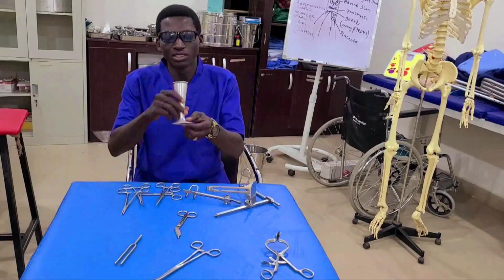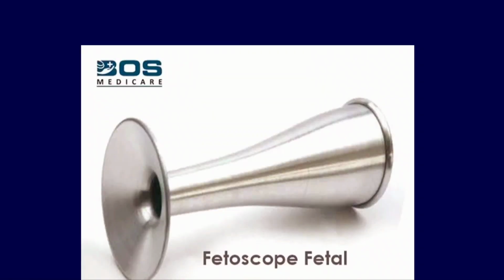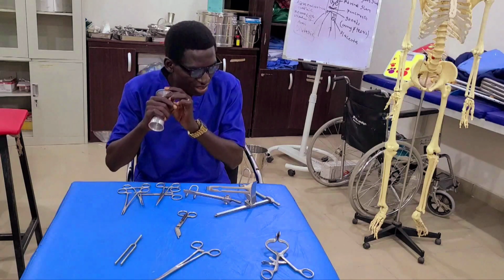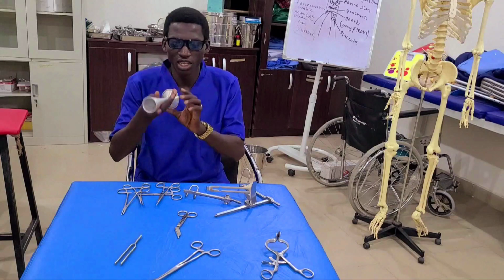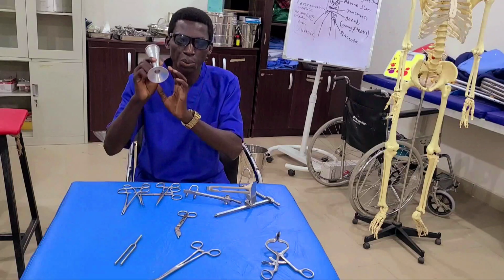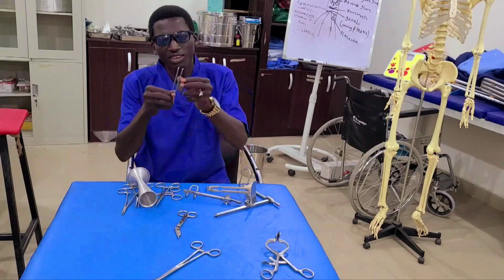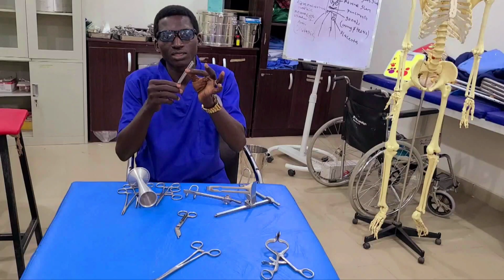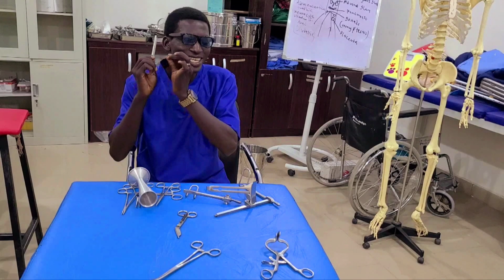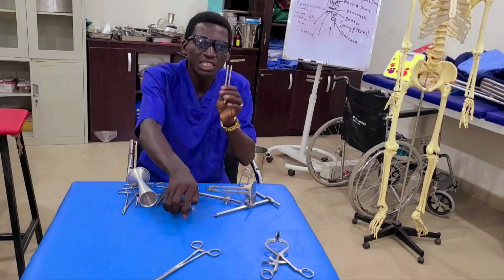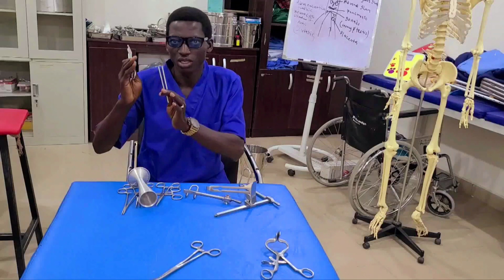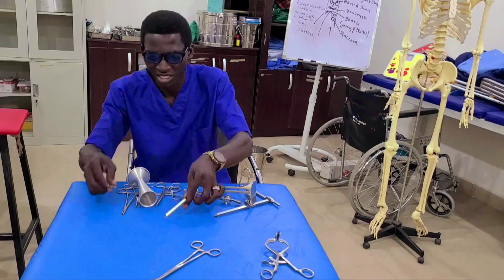Then here with me I'm having the fetoscope. This is an instrument used in hearing the fetal heartbeat during pregnancy, and that is why it's called the fetoscope. Here is another instrument called the tuning fork. This instrument is used for neurological examination, especially ear examination. For those that don't hear much, you put it and then you listen. It produces a sound, and that is why it's used for ear examination.